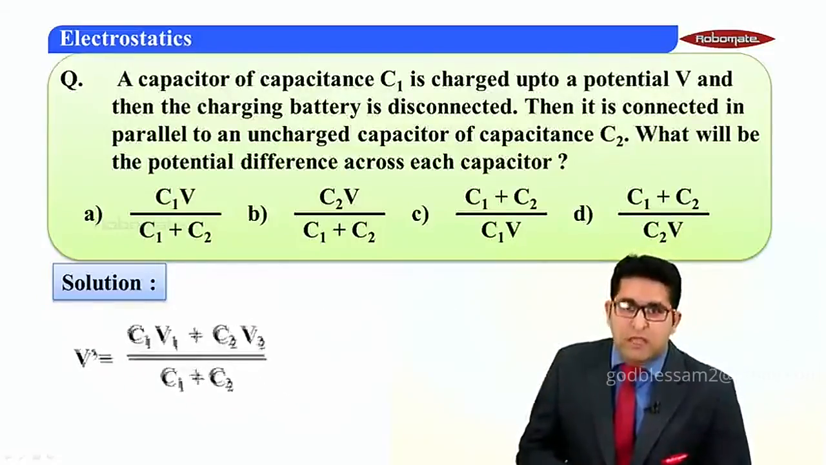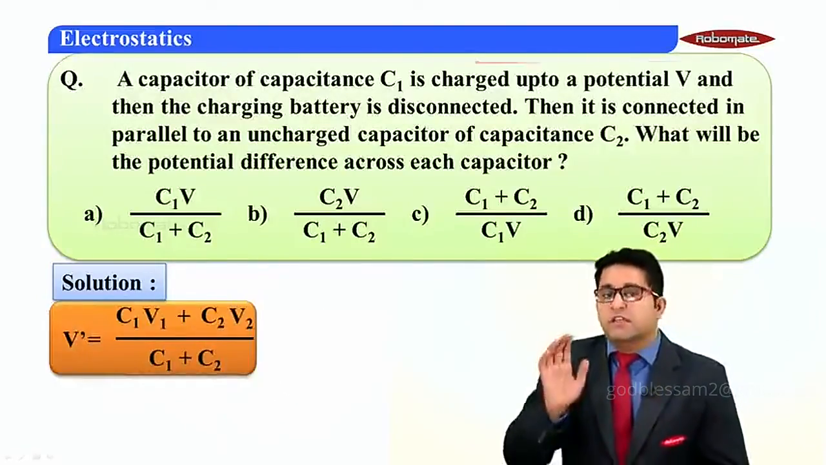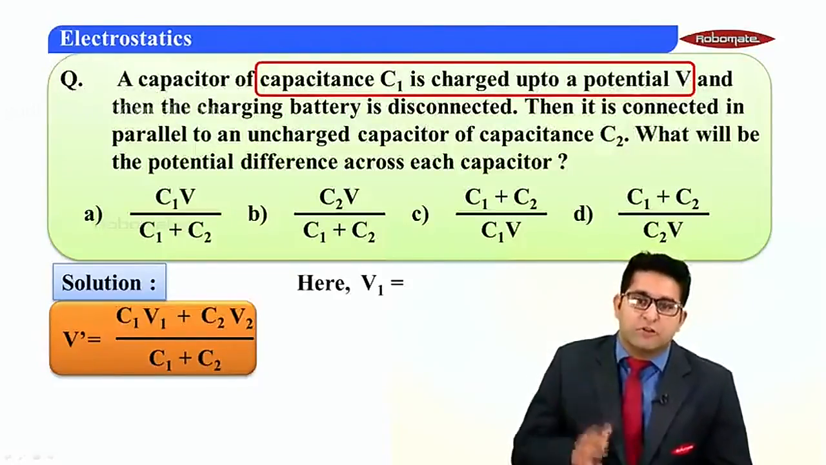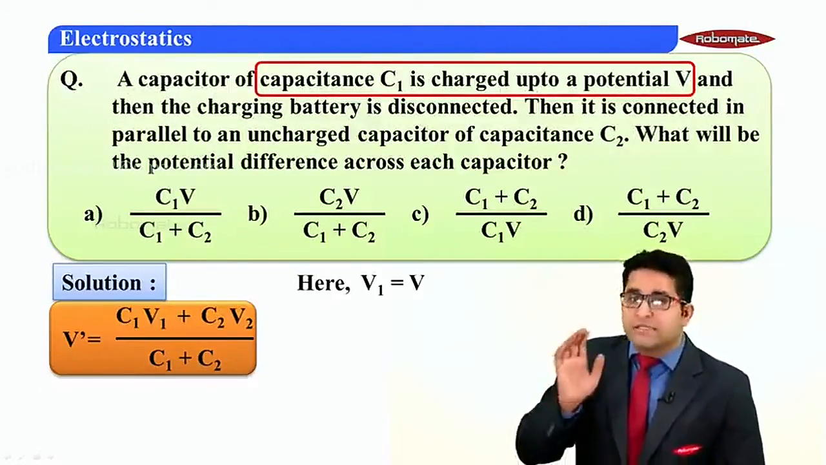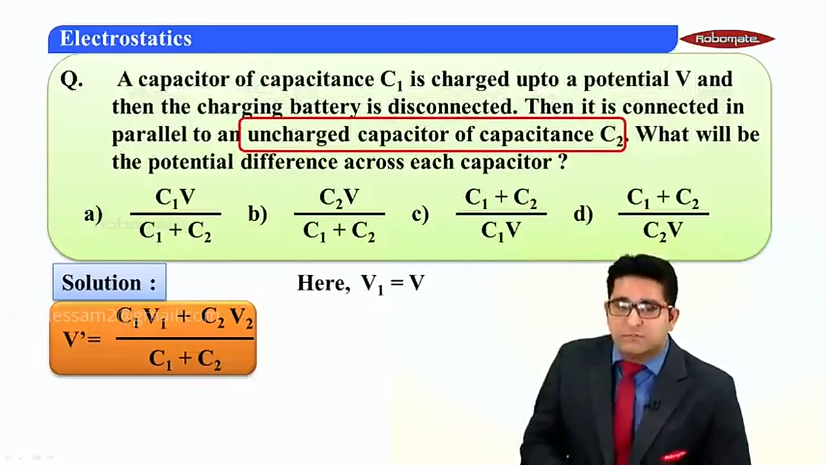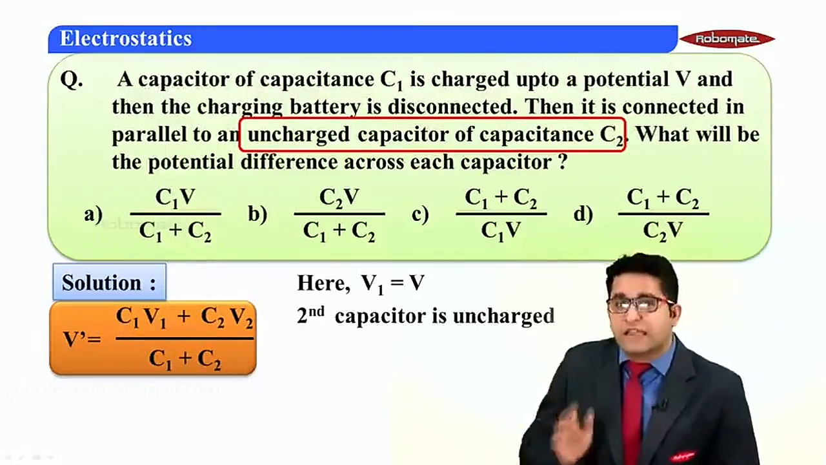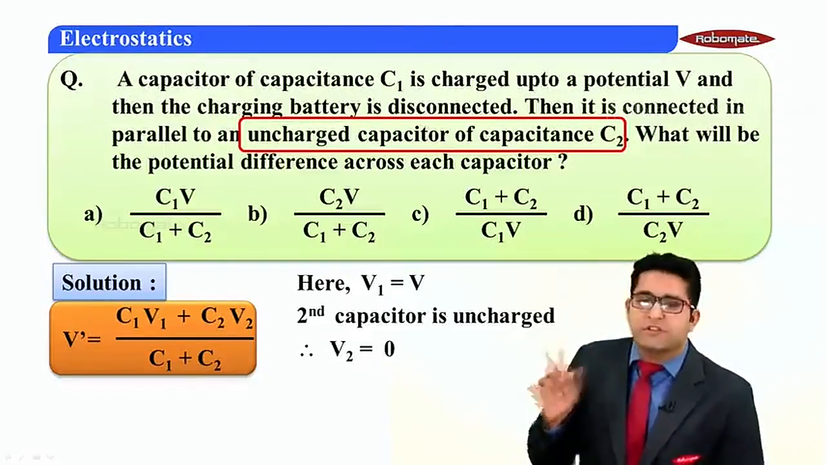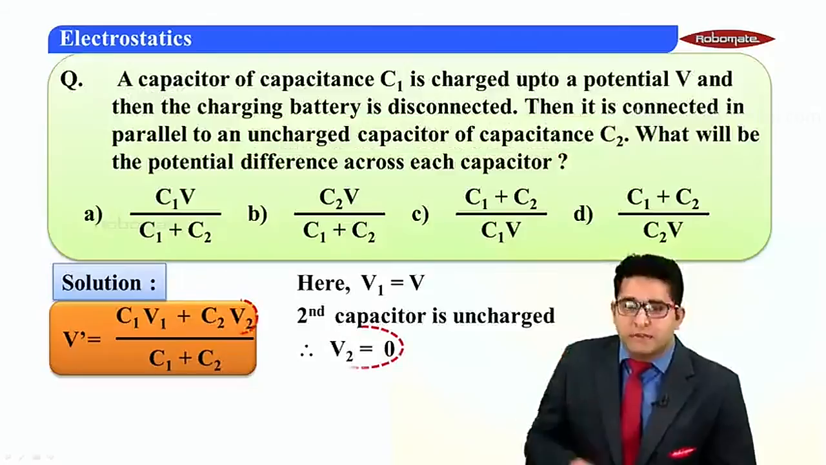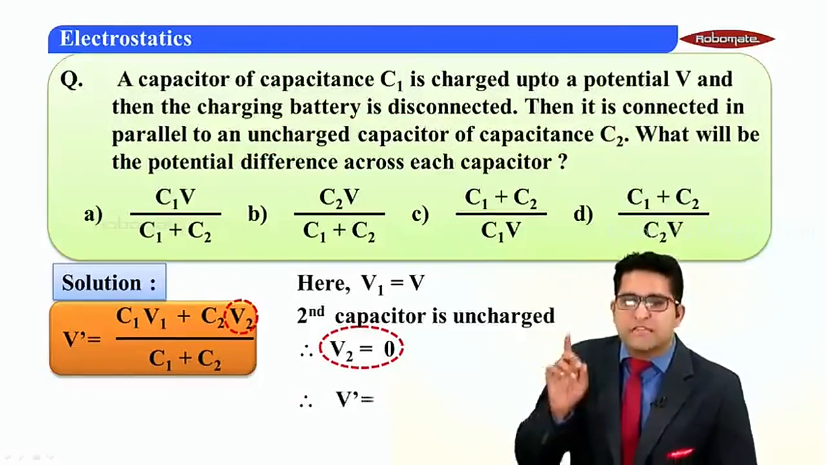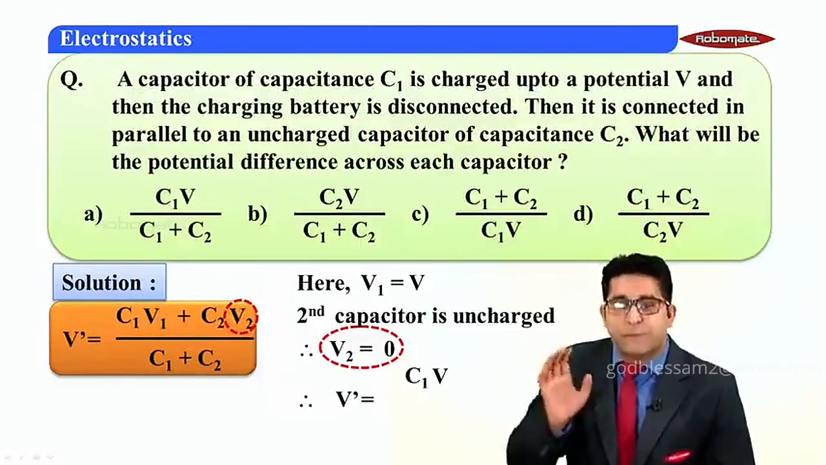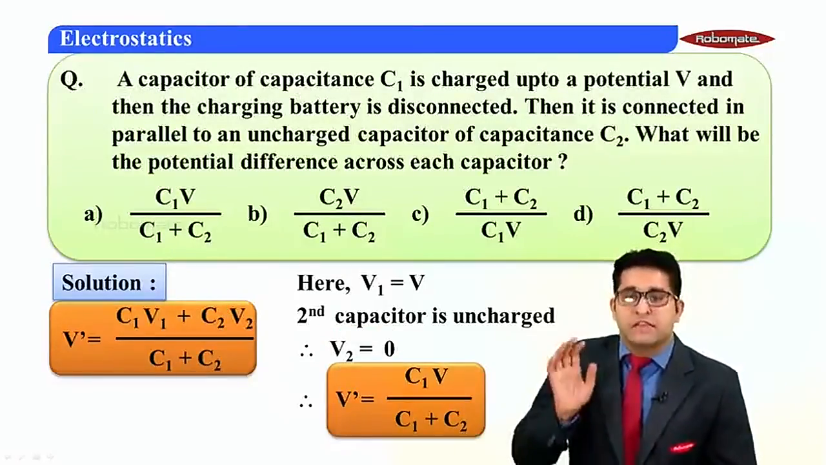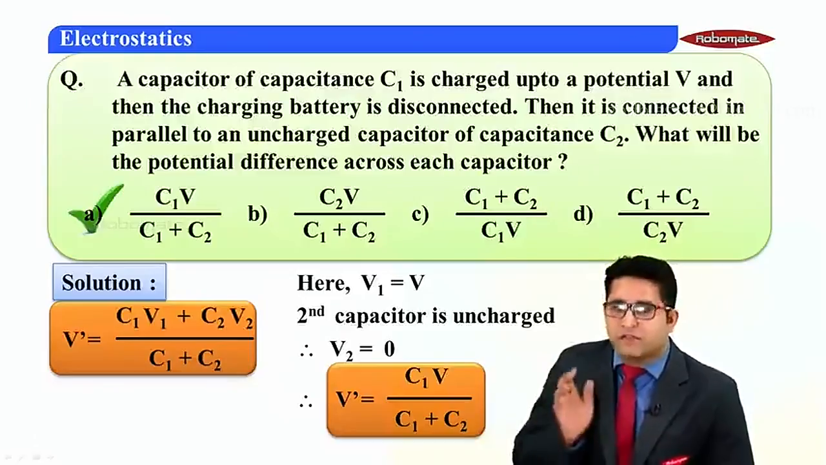Now let us move further. The first capacitor is charged to potential V, so V1 equals V. The second capacitor is uncharged, so V2 equals 0. If we place these values in this equation, we'll get V dash equals C1 into capital V upon C1 plus C2. So which is the correct answer? In this case, option A is the correct answer.